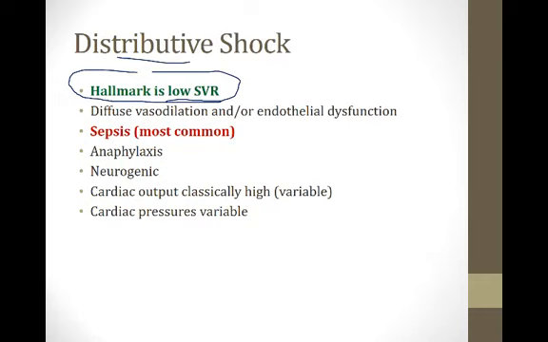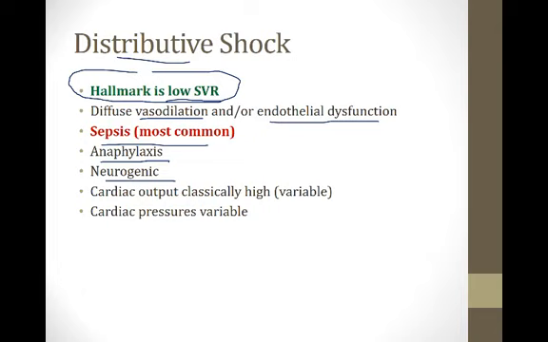In distributive shock, there is diffuse vasodilation or endothelial dysfunction, and you can basically think of this as a process where fluid leaks out of the vascular space and into tissue beds. The classic and most common cause of distributive shock is septic shock or sepsis, but you can also see distributive shock in patients who have anaphylaxis and are having an allergic reaction. You can also see it in patients who have severe neurologic damage, like a massive intracerebral bleed. They can develop what's known as neurogenic shock, where the blood vessels become leaky and distributive shock occurs.